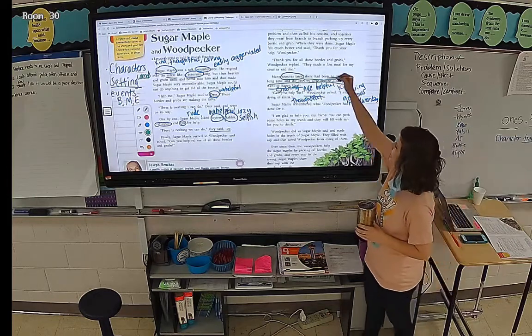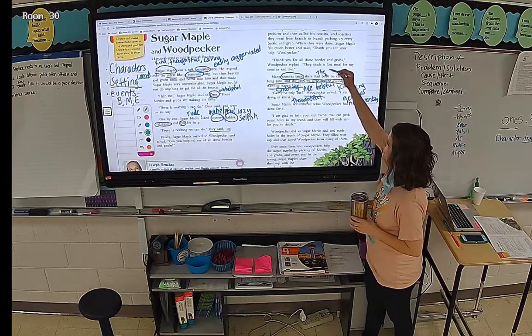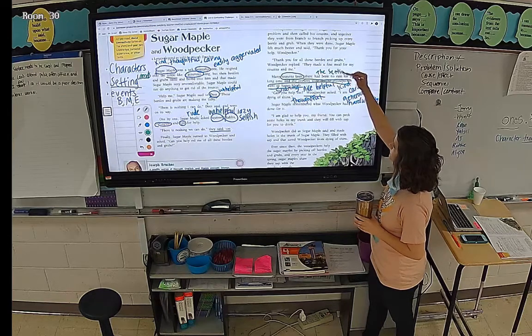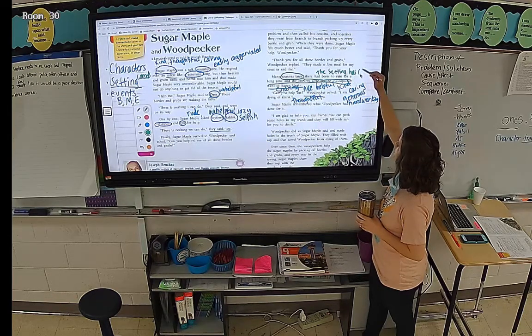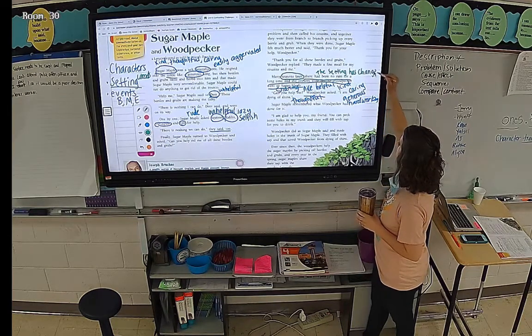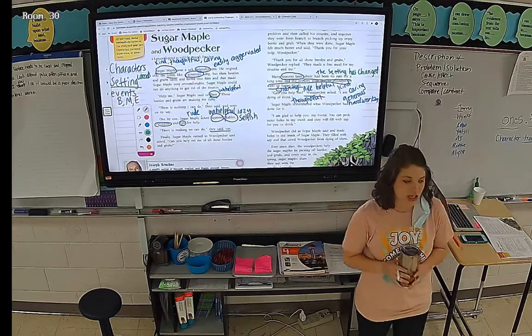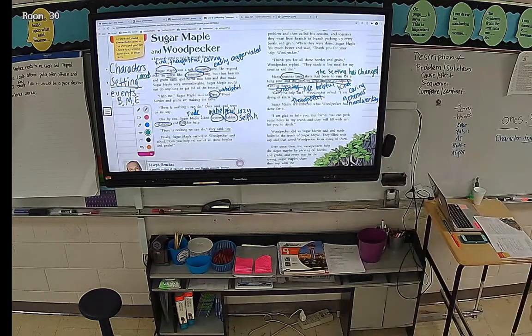Okay, so here I want you to write, the setting has what? Changed. You have to pay close attention to that. If they said, how has the setting changed, some of you might have said it hadn't changed because they're still in the forest, and that would not have been true. They are still in the forest, but it has changed. It is now very dry. There's no rain. Okay, this needs to be on your paper.